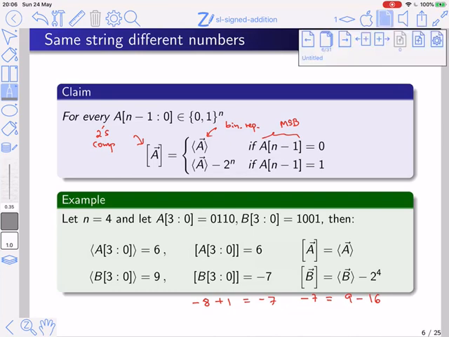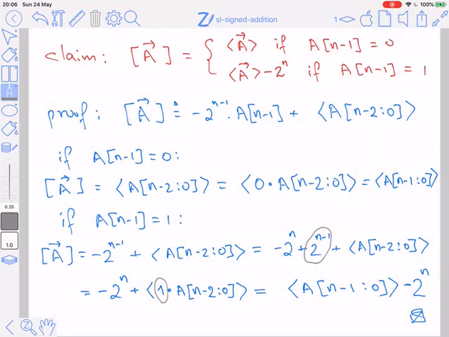So let's prove the claim. Recall, this is the definition of 2's complement representation. Let's consider two cases: that the most significant bit is 0 and that the most significant bit is 1. If the most significant bit is 0, then the term corresponding to a n minus 1 is 0, and we're left with this part. So the number represented by a in 2's complement equals the number represented by the bits of a from position n minus 2 to 0. We can add a leading 0 if we wish, and that will give us the number represented by a in binary representation. Now let's assume that the most significant bit is 1.